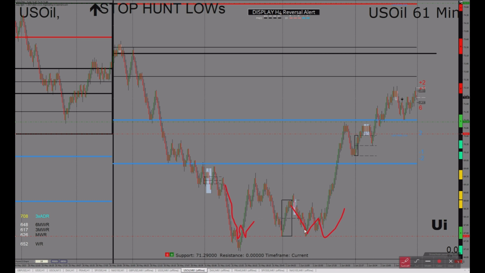You just have to have keen eyes and be able to understand that when they retest the low 2 to 3 times of the current week's low, then you know that it's a reversal, it's a trend exhaustion, and they will go the other way.